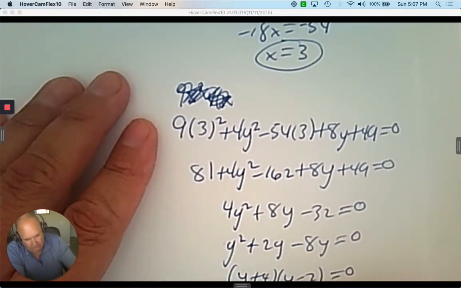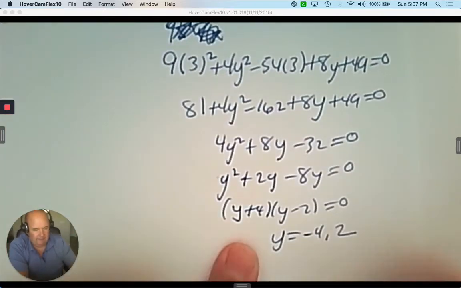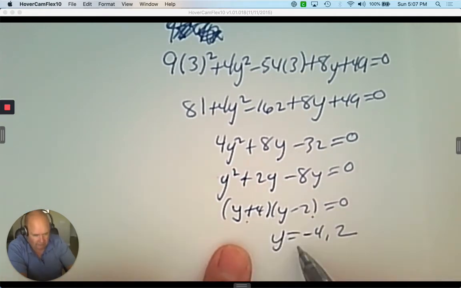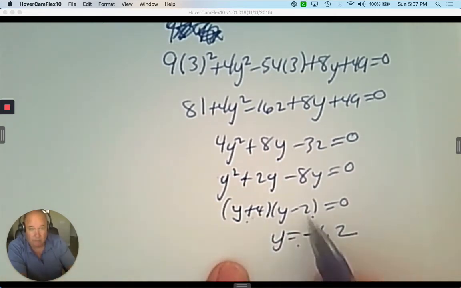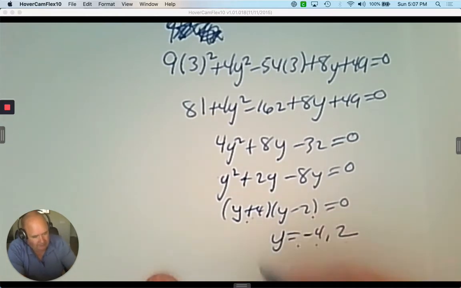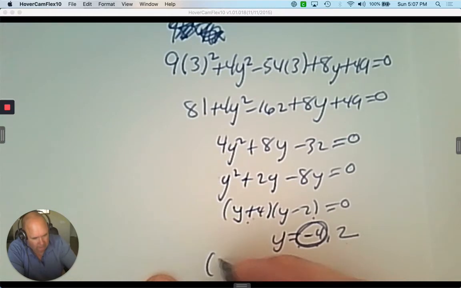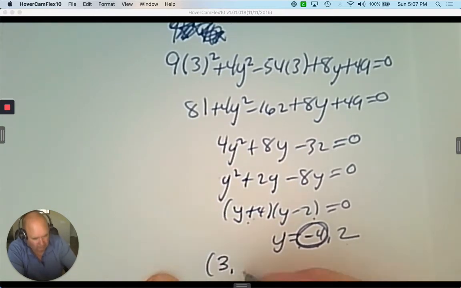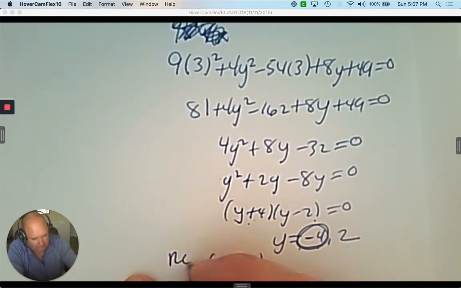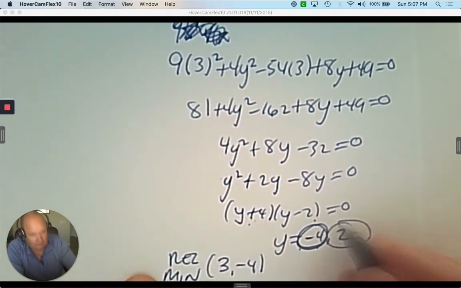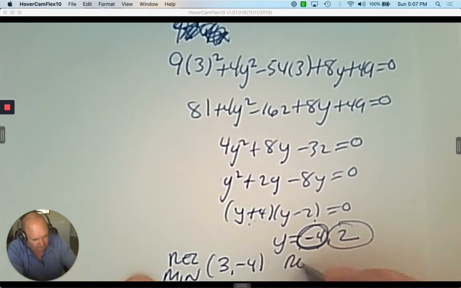So I get the answer for the y coordinate. If we factor this, it's positive 4 and negative 2. If you solve it, it becomes negative 4 and positive 2. So this creates a minimum. So that means we use the same x coordinate. So we found 3. So 3, negative 4 is the minimum. And then this here, 2, becomes the maximum.